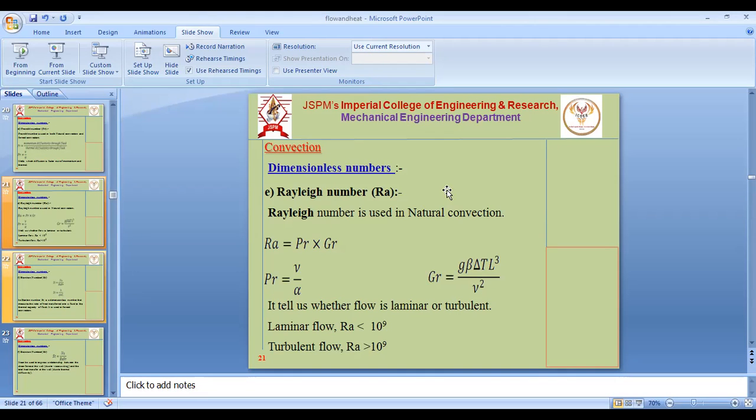Okay. Similarly, the Rayleigh number tells us whether the flow is laminar or turbulent for natural convection. Please understand, the flow can be turbulent in natural convection. What is the criterion? Rayleigh number. If the Rayleigh number is less than 10⁹, it is a laminar flow. If it is greater than 10⁹, it is turbulent flow.